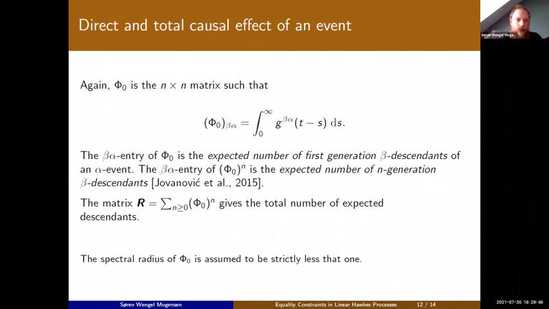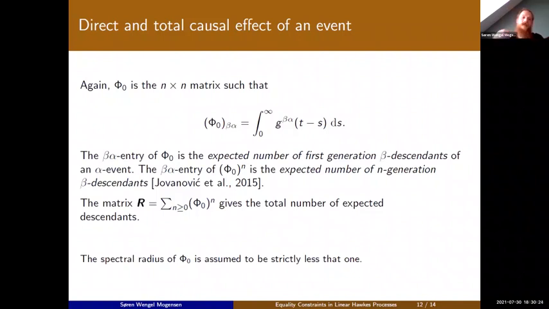Because if I go back to this phi 0 matrix, which is defined as on the slide, then the beta alpha entry of this matrix is the expected number of first generation beta descendants that spring directly from an alpha event. So this means that if I assume my prior causal assumption, then if I am to inject one alpha event, this is how many beta events I should expect to be created directly from this. So this is a way to define a direct causal effect.